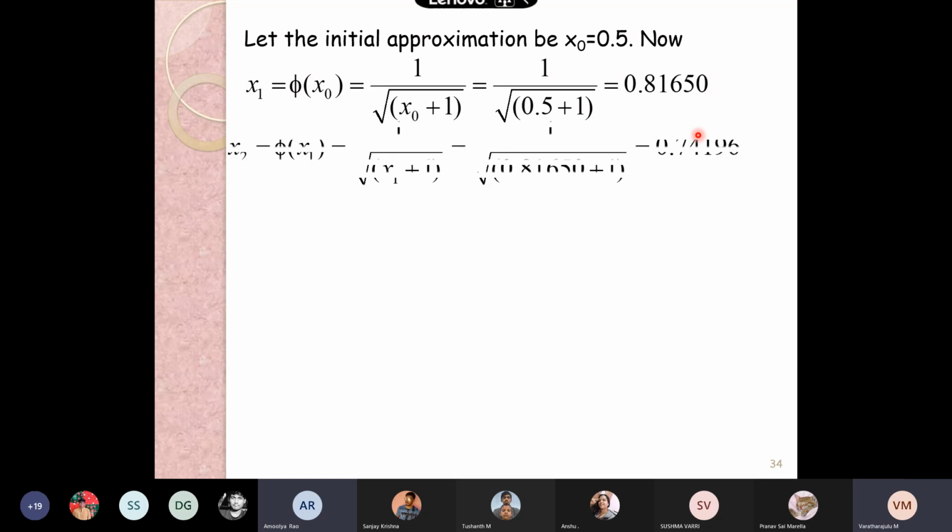0.74196. Very good. That is our second iteration result. And continue to get x3. 0.7567. No, Arjun, 0.75767.